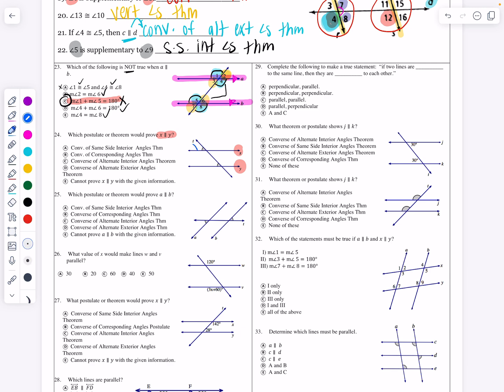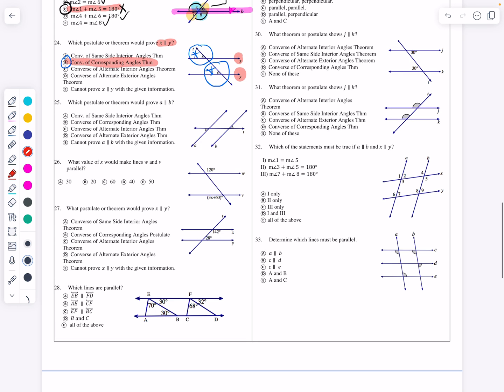We have the top left corner of this set of 4, and then the top left corner of this set of 4. So those are corresponding angles. So we need the converse of the corresponding angles theorem. It says if those corners are congruent, then the lines must be parallel. Boom, they lock into place, and X and Y must be parallel.